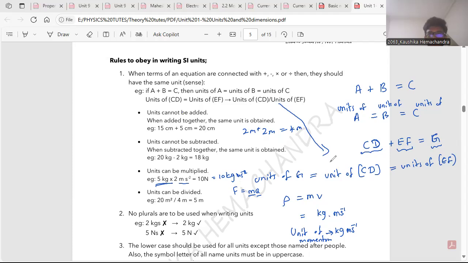So I'll give you time if you want to copy anything down before going into the other laws.